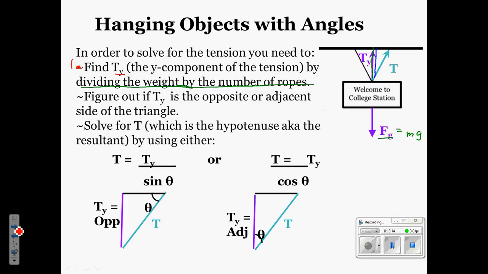Step two, we have to figure out if Ty is the opposite or the adjacent side of the angle. Now, the way that we're going to know that is in the question, they're going to tell us where this angle is exactly. So we're going to look down here at the bottom of this slide. At the bottom of this slide right here, we see T equals Ty divided by sine of the angle, or T equals Ty divided by cosine of the angle. Okay?